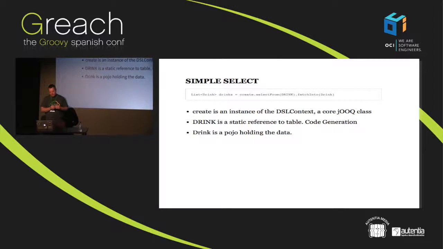Create here is an instance of a class called DSLContext, which is a core jOOQ class, and then DRINK in all caps is a static reference to a table that was generated by the code generation tool, which we'll look at later. And then the Drink class reference there is a POJO that was also generated by code generation. So you're just going to end up with a list. It's really very simple.